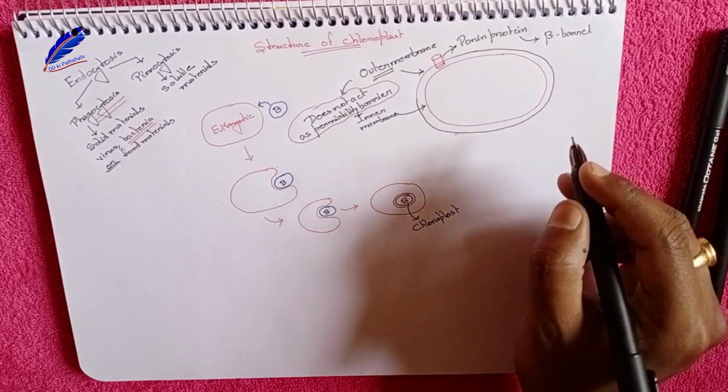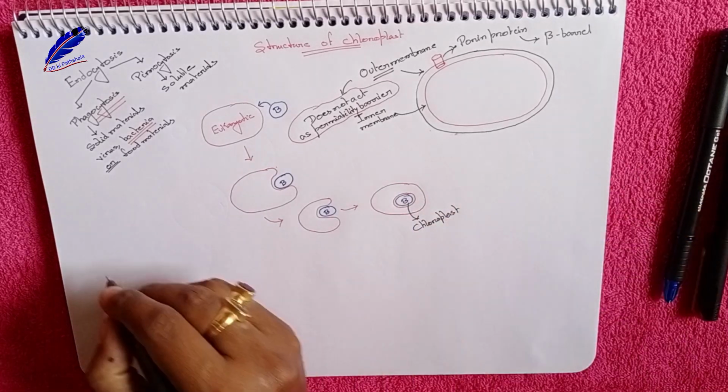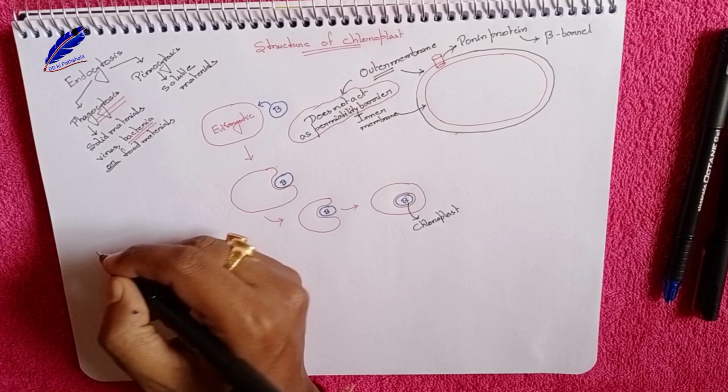Now, coming to the structure of chloroplast, the basic structure or the juvenile structure of chloroplast is called proplastid.